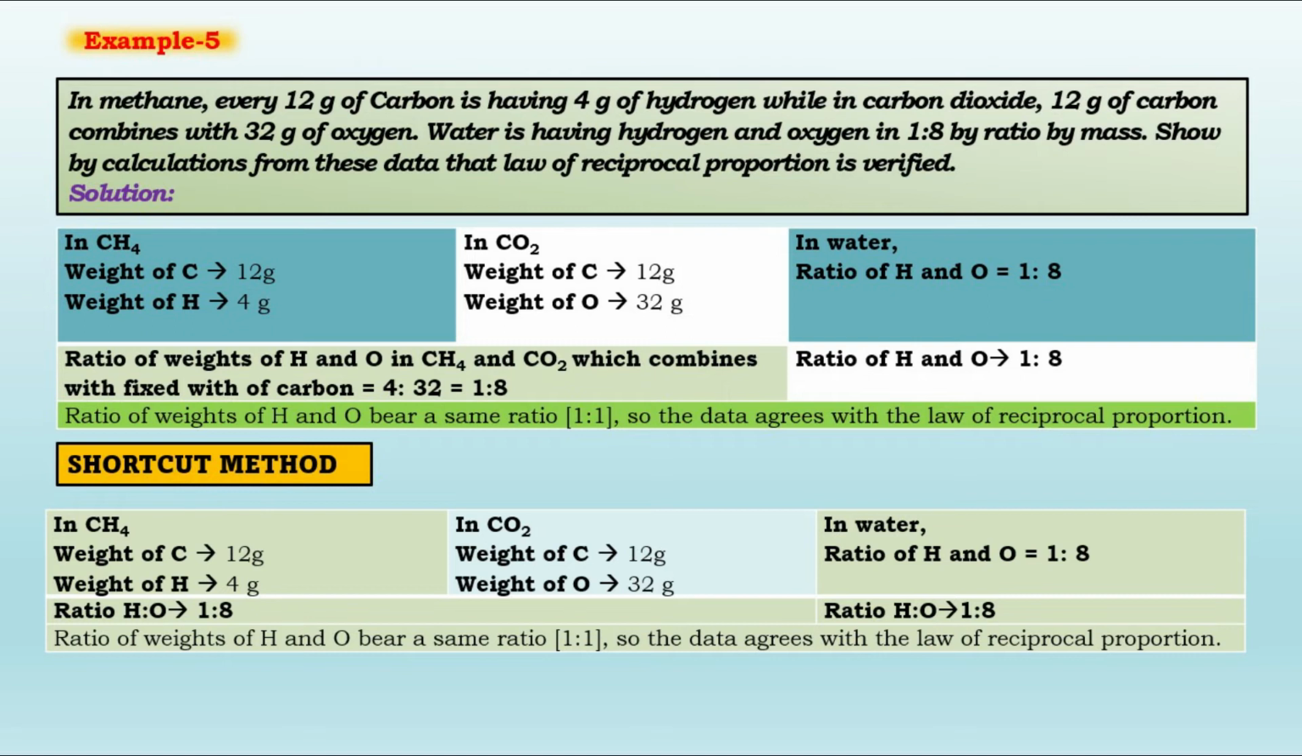This question can be done by a shortcut method also. At first we have to make 3 columns. In the first column we write methane, in the second we write carbon dioxide, in the third we write water. Here in case of methane we write 12:4, in case of carbon dioxide we write 12:32. Then we divide 4:32, it comes as 1:8, that is the ratio of hydrogen and oxygen if we keep the fixed amount of carbon in both the compounds. And in water the ratio is already 1:8. Since the weights of hydrogen and oxygen bear the same ratio, the data agrees with the law of reciprocal proportion.